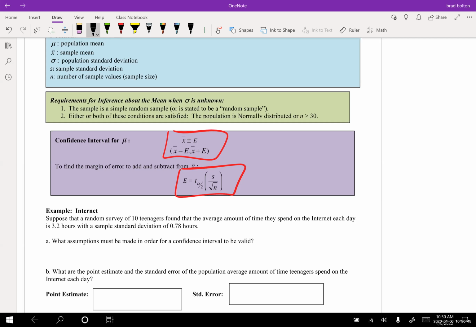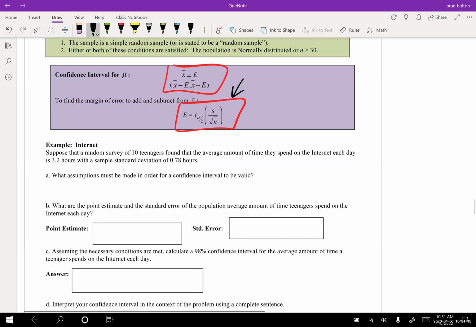We're going to do everything the same, but instead of p hat, which was our point estimate for the population proportion, we're now going to be working with x bar, which is a mean. We still have to find the error, but the error is a little bit easier to find. It's just t alpha over 2 times the standard deviation divided by the square root of n.